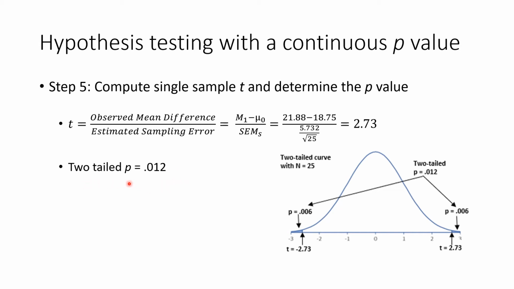So here we find the p-value. Again, we got a two-tailed p-value. So again, this is including both tails. It's the probability of getting something 2.73 away on the positive side or on the negative side.